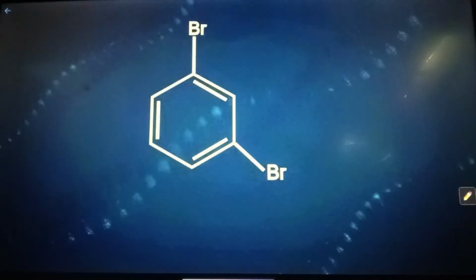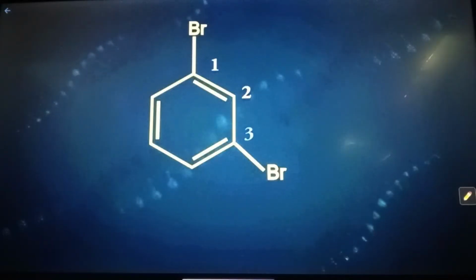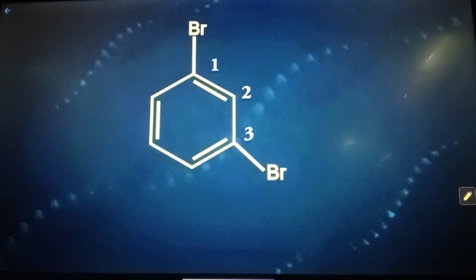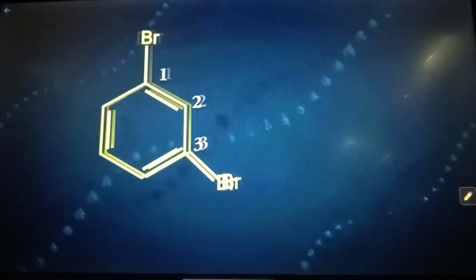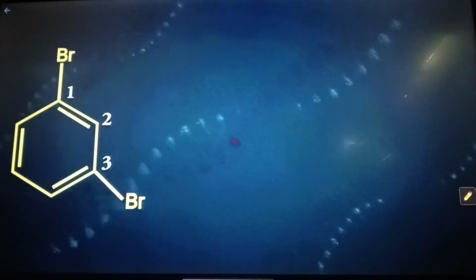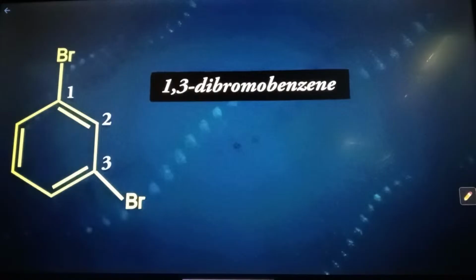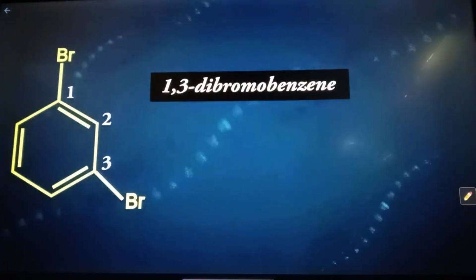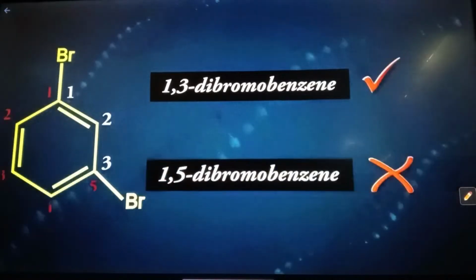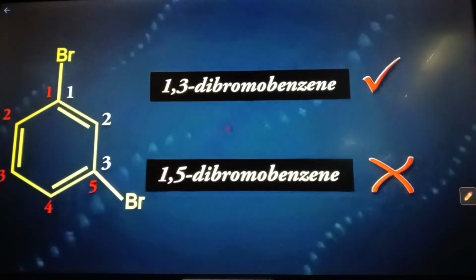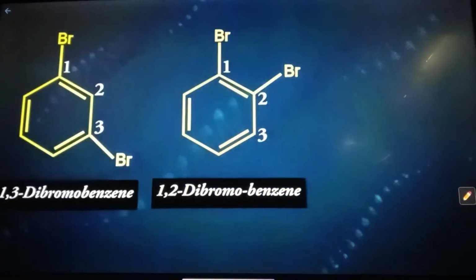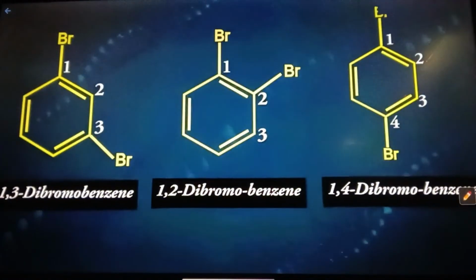If the benzene ring is di-substituted, the position of substituents is defined by numbering the carbon atoms of the ring, such that the substituents are located at the lowest numbers possible. For example, the compound shown is named as 1,3-dibromobenzene and not as 1,5-dibromobenzene. Here, since position 3 is a lower number position as compared to position 5.